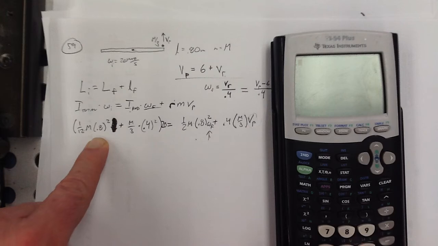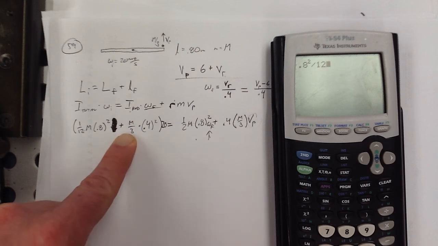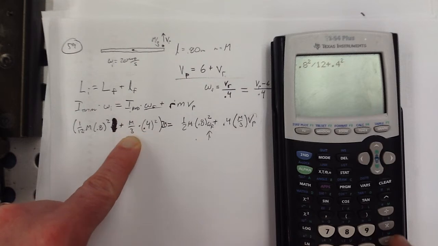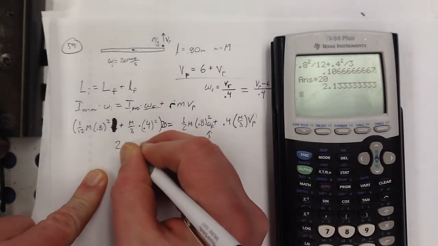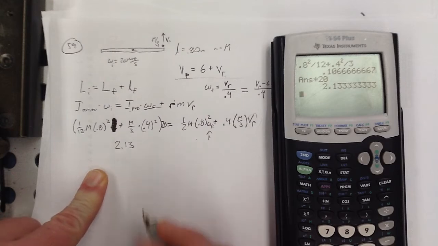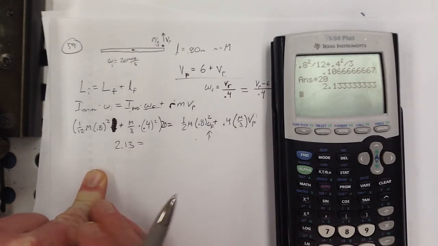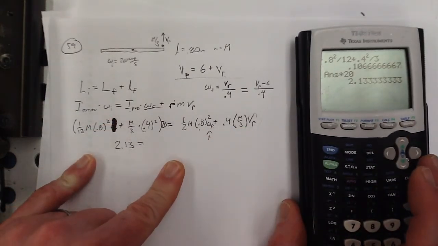So here I've got 0.8 squared divided by 12 plus 0.4 squared divided by 3 times 20. I think I'm good on that side, I hope. And then here, I think I'm going to have to do a couple more steps.